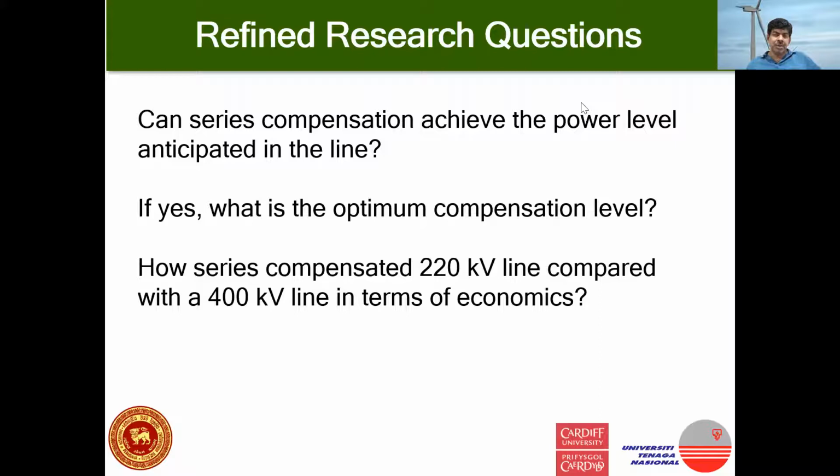So the refined research questions are: can series compensation achieve the power level anticipated in the line? Remember, as I told you, we wanted to transfer 1200 megawatts from Sampur to Colombo. If yes, what is the optimum compensation level? As I told you, XC over XL can be set, and what should be the size of that compensator? And how do we compare the economics of a 220 kV line with series compensation and a 400 kV line without any compensation? So these are the refined questions.